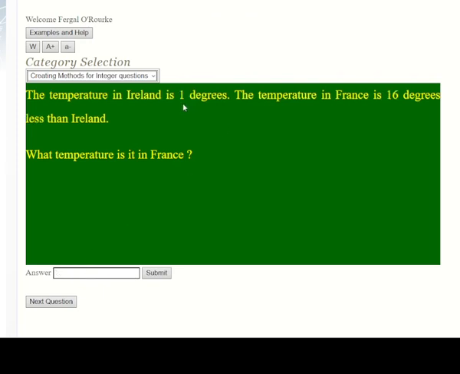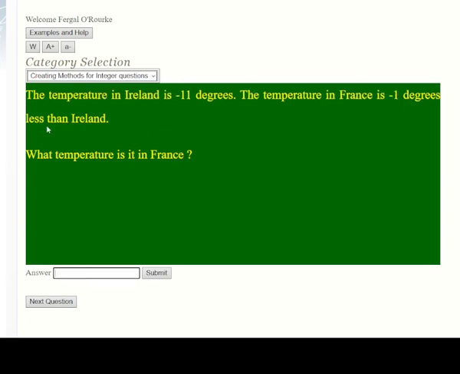Temperature in Ireland is 1. Temperature in France is 16 less. Okay, so the temperature in France is less than Ireland. So to find the temperature in France, you would take the temperature in Ireland and you would subtract how much less the temperature in France is. So your answer to this will be 1 take away 16, which would give you -15.